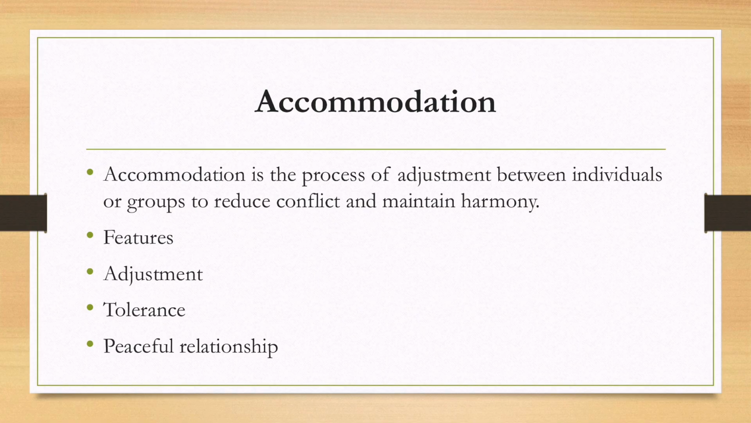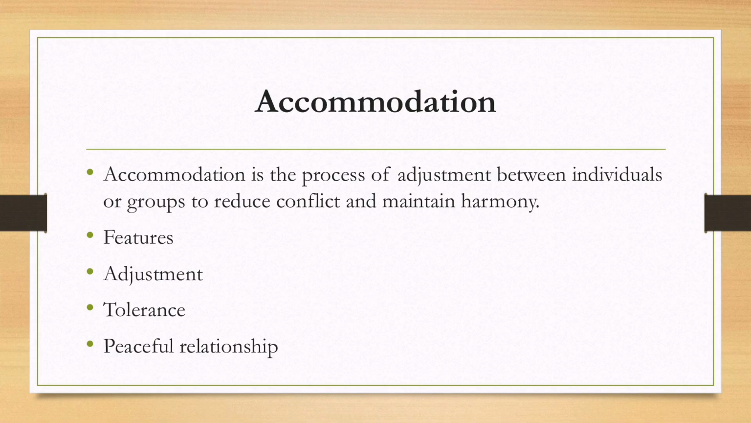Next we will move to accommodation. What does accommodation mean? It is an adjustment between two people or in a group. It reduces conflicts when we adjust. What are the features of accommodation? One is adjustment, which means both sides make changes. When both adjust to each other, it reduces the conflicts.